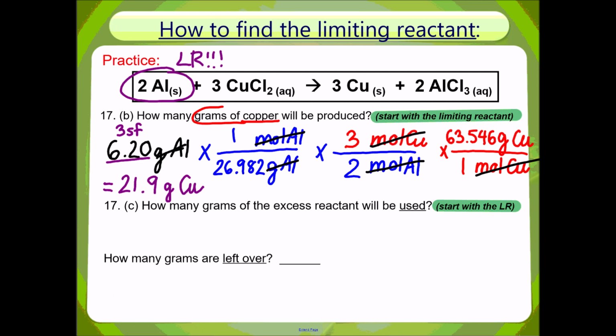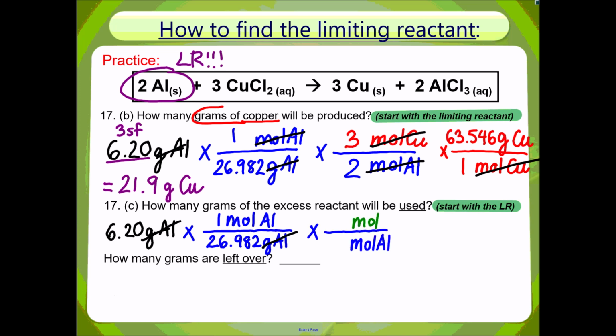Part C asks, how many grams of the excess reactant will be used? Again, we start with 6.20 grams of aluminum, which is the limiting reactant. Repeat step 1 in order to get rid of grams of aluminum and get to moles of aluminum. In step 2, moles to moles ratio, we get rid of moles aluminum. But this time, we are going to the excess reactant, which means we're going to moles of copper 2 chloride. We use the numbers from their coefficients, and now step 2 is done.